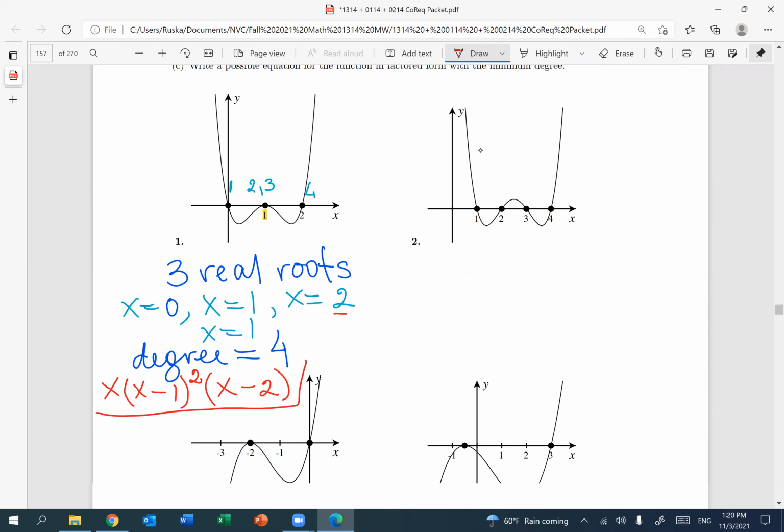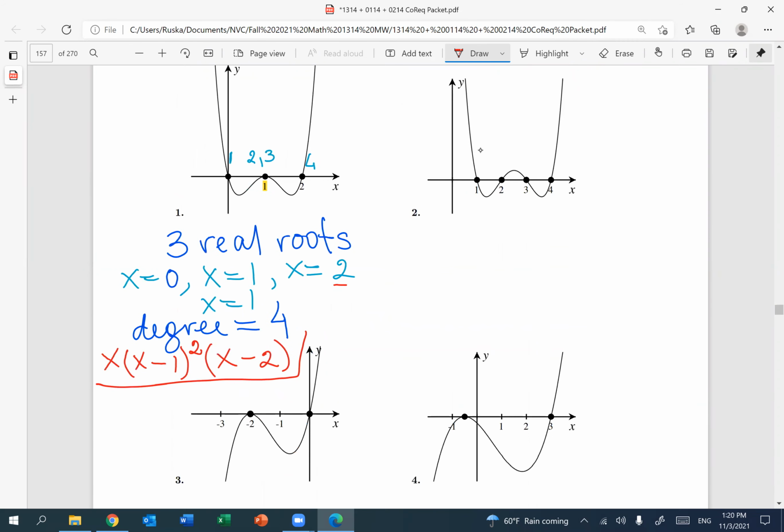Let's do number 2. On number 2, let's see, we don't have bounces here, right? Everything is cross, cross, cross, right? So there are going to be 4 real roots because you're crossing 4 times. You're crossing everywhere, and let's write them out. So what are the solutions? x equals 1, x equals 2, x equals 3, and x equals 4. It's crossing all these numbers, right? And you're not bouncing.